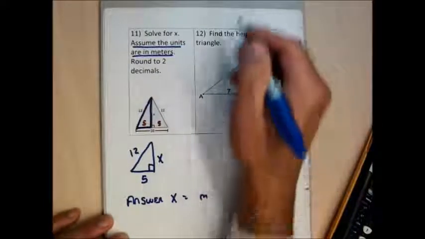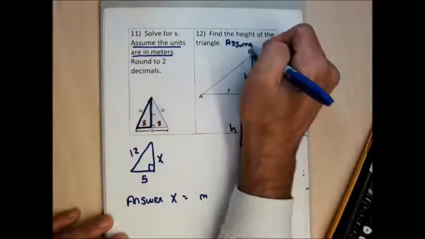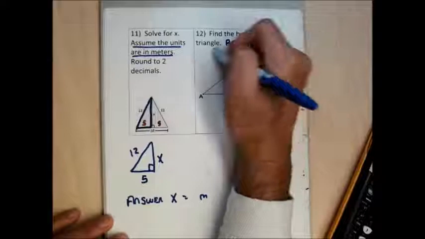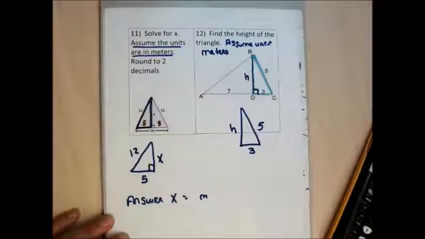And on mine, I may just do the same thing. I'm going to say assume units are meters. So if I can't find a picture that I like online, I don't know how to make these. I don't want to draw them by hand. So I just pick something and then I add the assumption here.